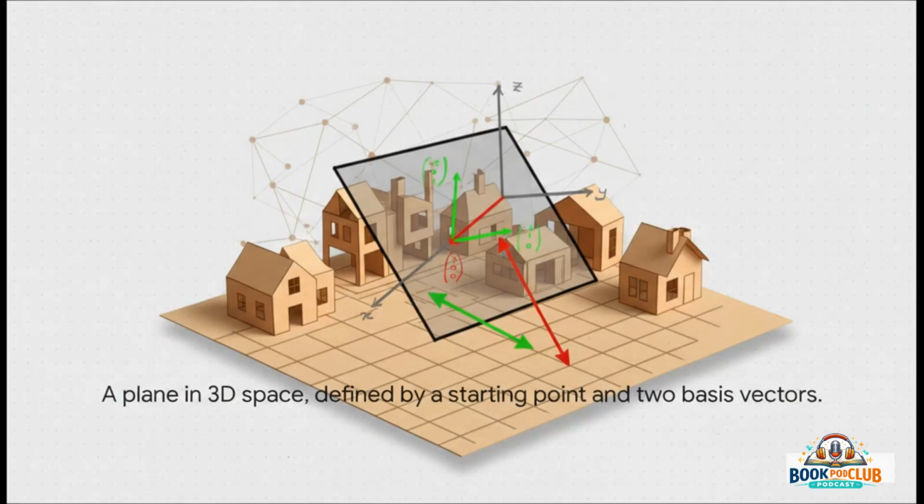So to define a plane in 3D space, all you really need is a starting point. Think of it as the foundation of your building. And your basis, those two independent vectors that act as the framework. Any point on that plane can be reached simply by starting at your origin and then traveling along some combination of those two basis vectors.